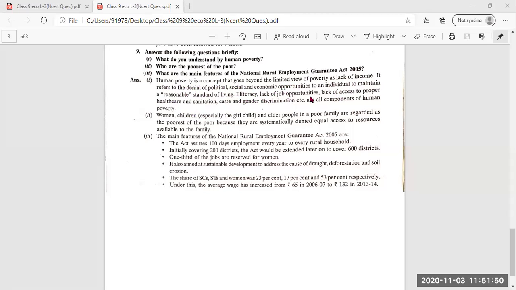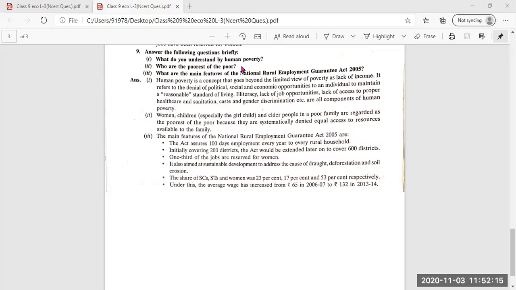And illiteracy, lack of job opportunities, lack of access to proper healthcare, sanitation, caste, gender discrimination are all components of human poverty. So, what are the components of human poverty? Illiteracy, lack of job opportunities, lack of access to proper healthcare and sanitation, caste and gender discrimination, etc.